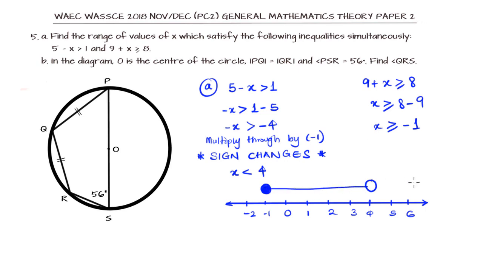Now we can write this as a single inequality expression, or we can write out the range itself. So for the range, minus 1 is inclusive, so we have minus 1, 0, 1, 2, and 3. 4 is not inclusive because it is not equal to 4. It is only less than 4. And that is our solution.